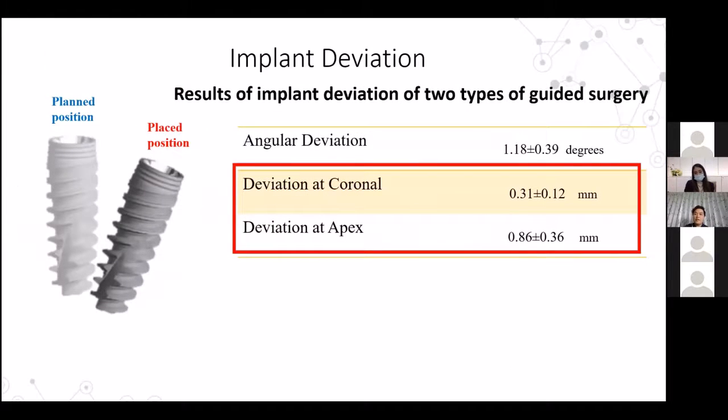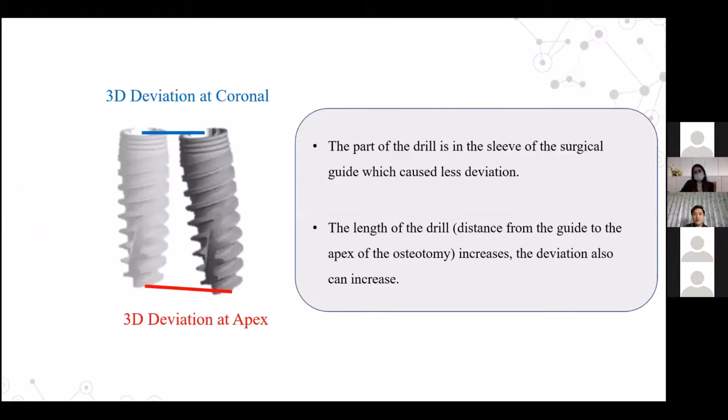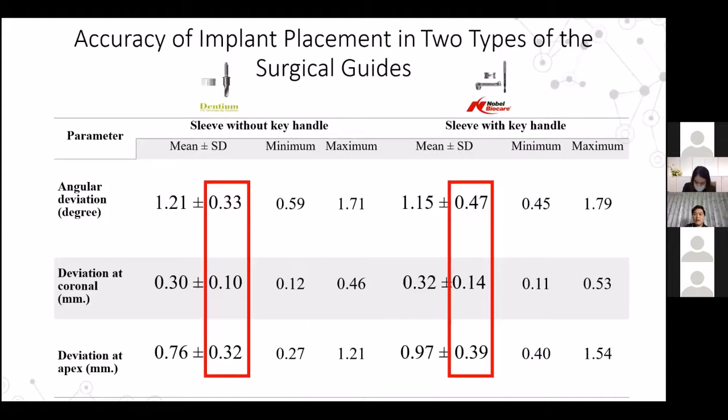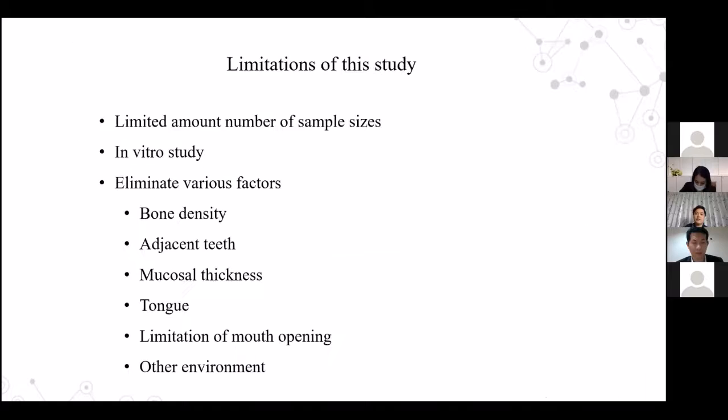And the apical deviation was more than the coronal deviation, because the part of the drill in the sleeve of the surgical guide has less deviation; as the length of the drill increases, the deviation can also increase. However, the SD or standard deviation in this study is too high because of the limited sample size in this study.